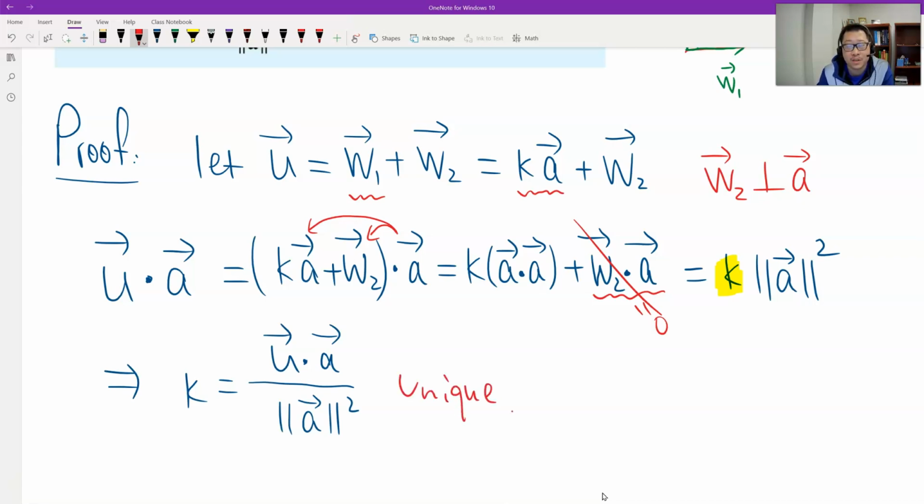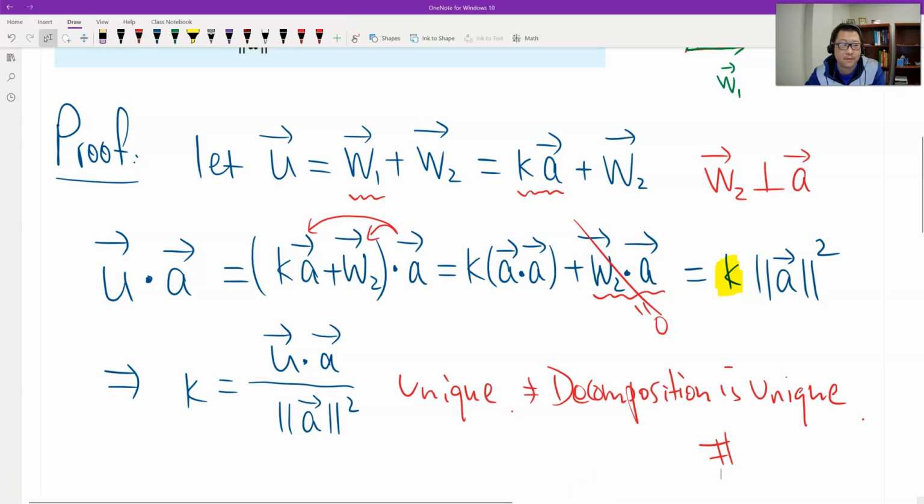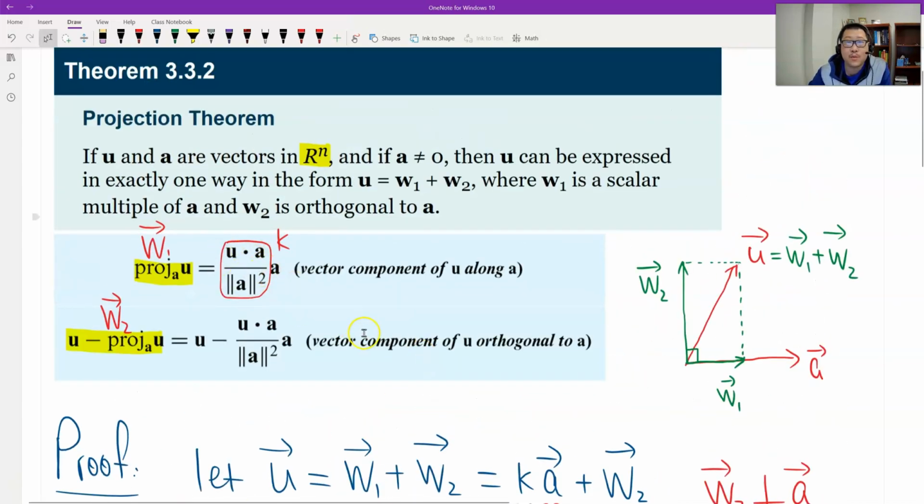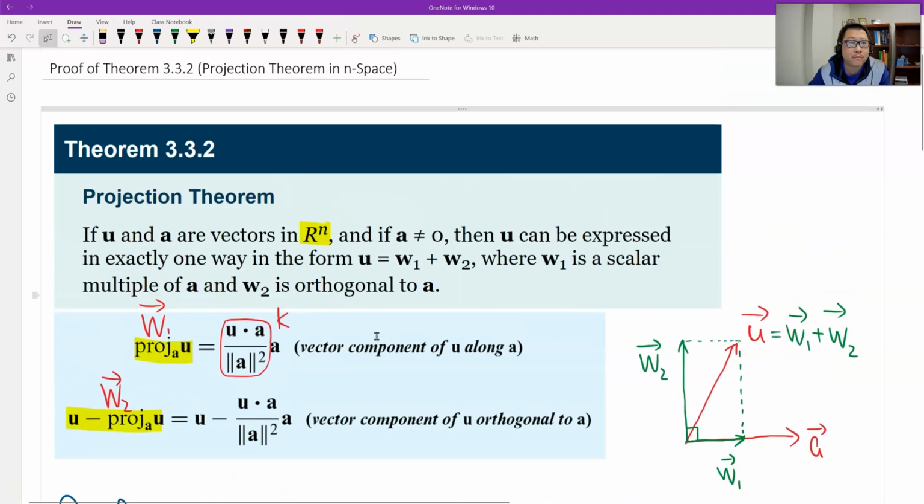Therefore, the decomposition is also unique, and that's the proof, because we found k. If we go back, k is exactly the coefficient that we have. That's all. Thank you.